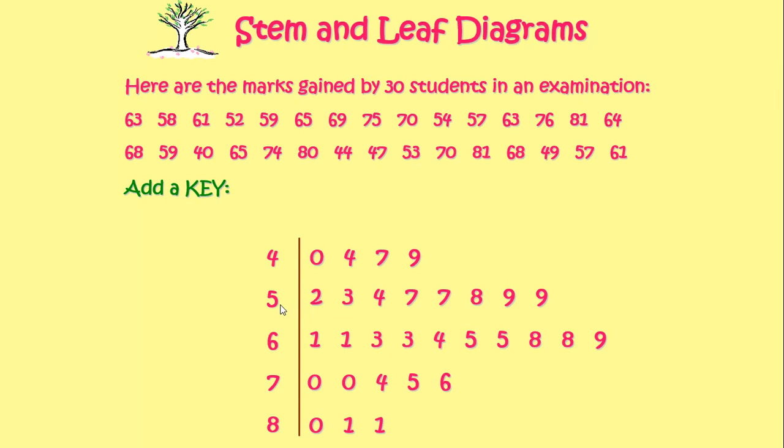So I choose 5 and 2 here. And how you write it down: 5 | 2 equals 52. So now everyone will know what each number is. This is 40, this number and this number are 44, and this number and this number make 47.